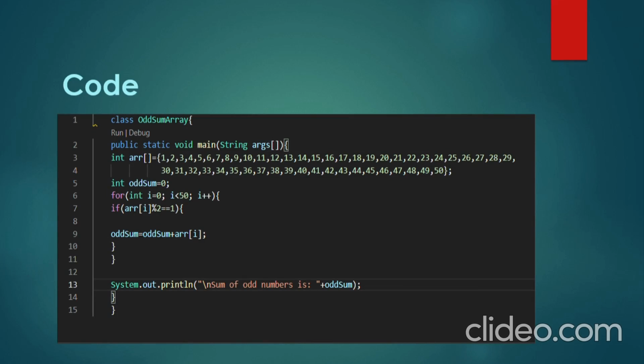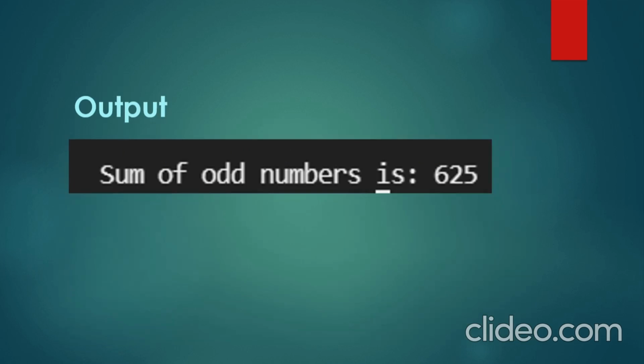As you can see, this is our code. In this code, what we have done is we have basically created an array of 1 to 50 numbers. Then we have told the program to divide each number by 2, and if the remainder is 1, then the program will consider it as an odd number. And later, all the odd numbers in the program will be added at last to give us the final result. In this example, the result is 625.